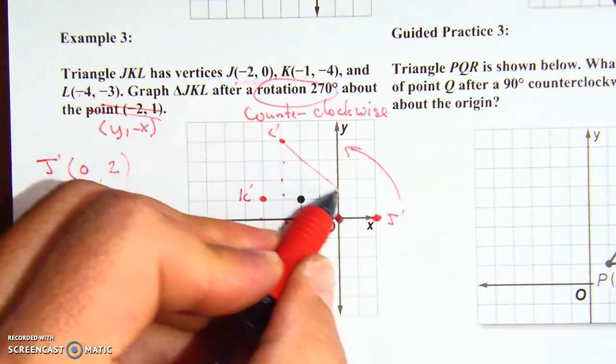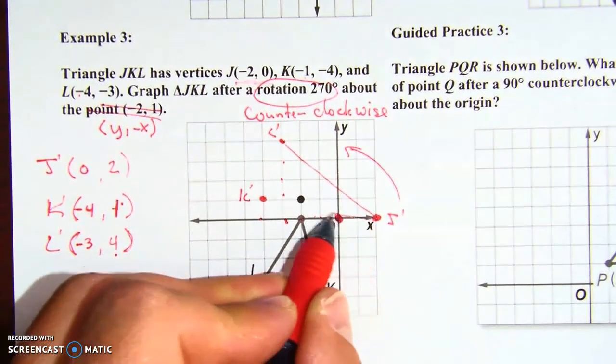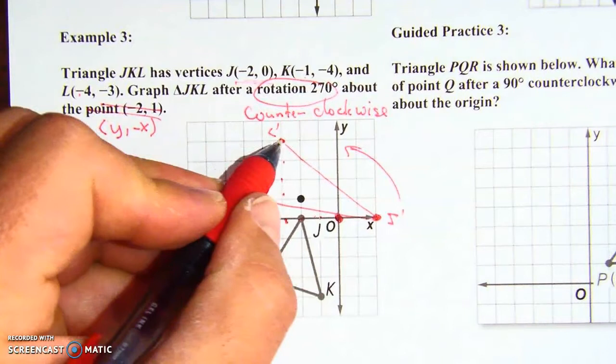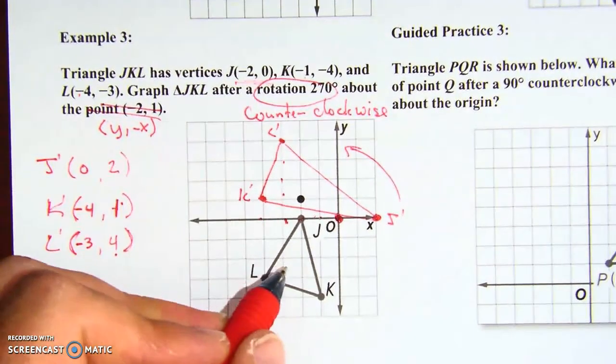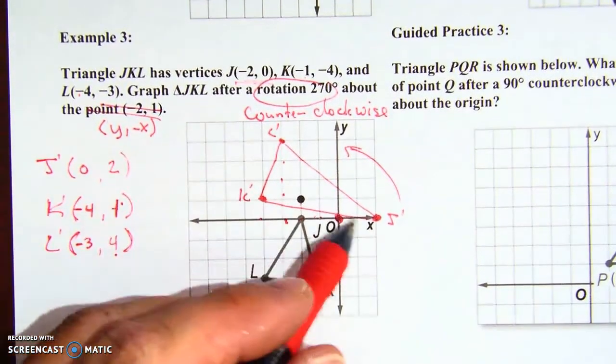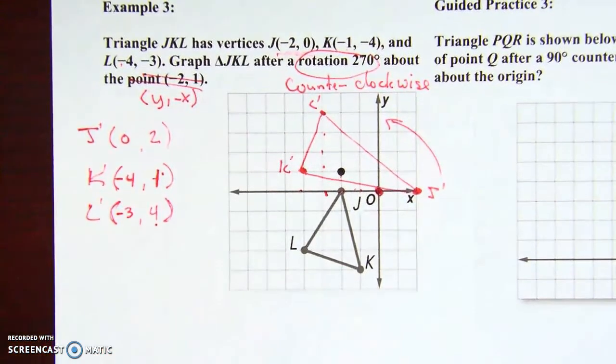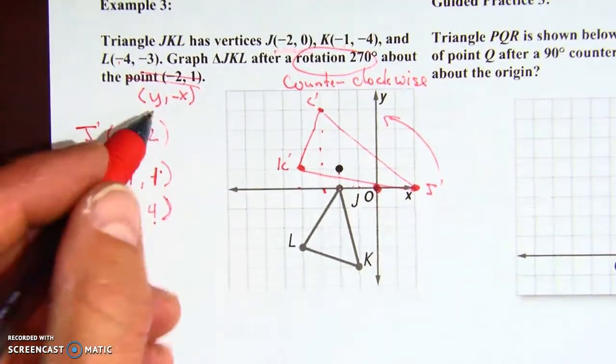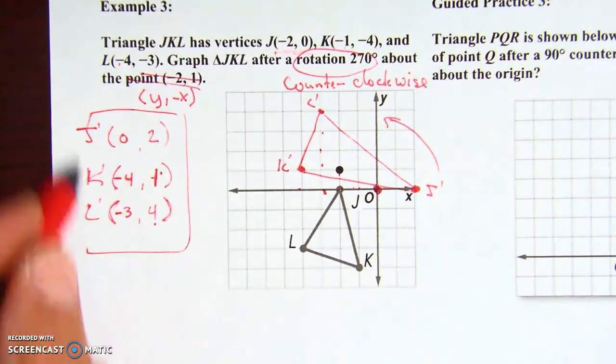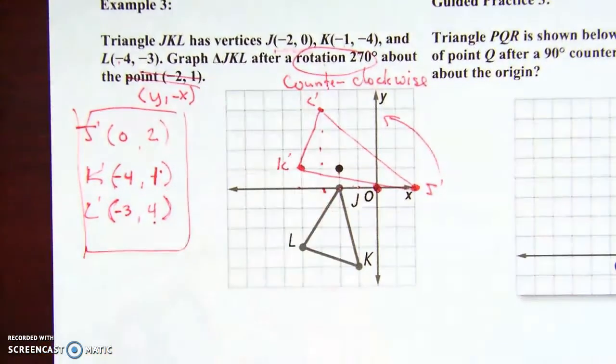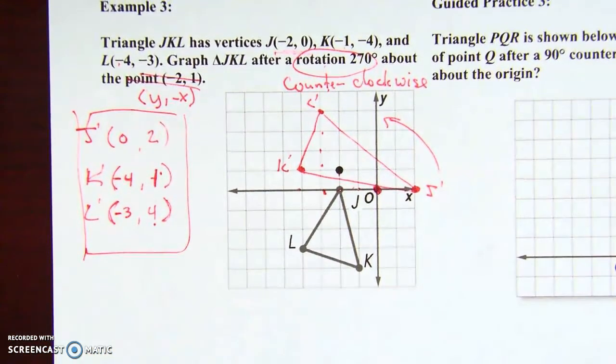Okay. Now this is going to look a little bit different than what we have here because this one's rotating around this point and this one's rotating around the origin. So that's what our picture would look like. So we won't want to compare it to that. But these are the correct answers if we're rotated counterclockwise 270 degrees.